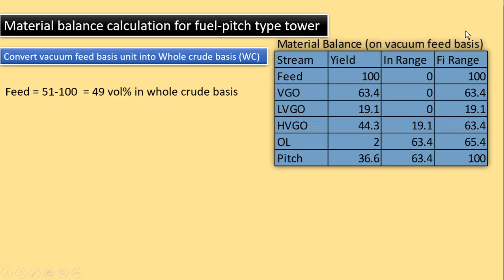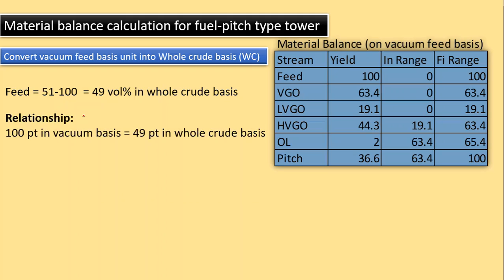So we can develop a relationship between the whole crude basis and the feed basis, the vacuum basis. We can say that 100 points in the vacuum basis is equal to 49 points in the whole crude basis. That is the range. This is the one relationship, and with the help of this relationship we can convert.